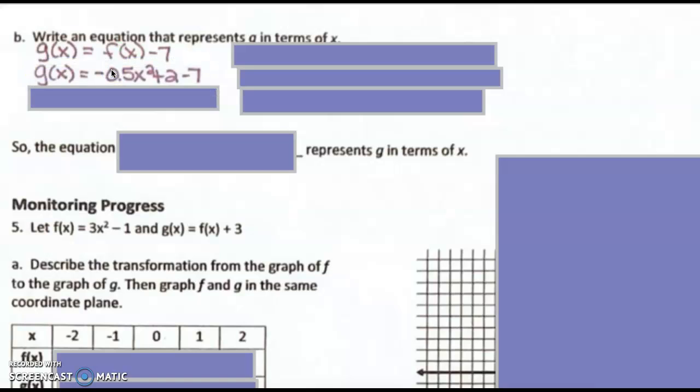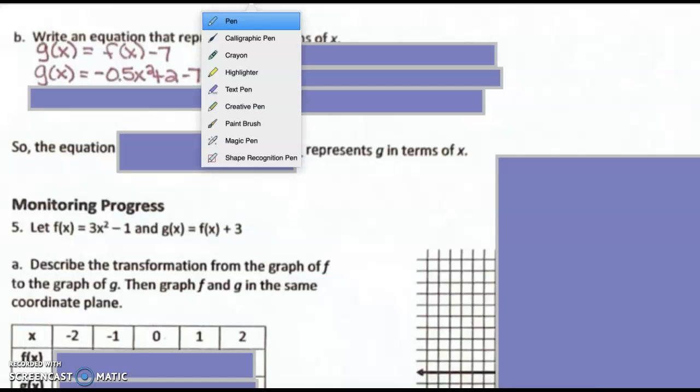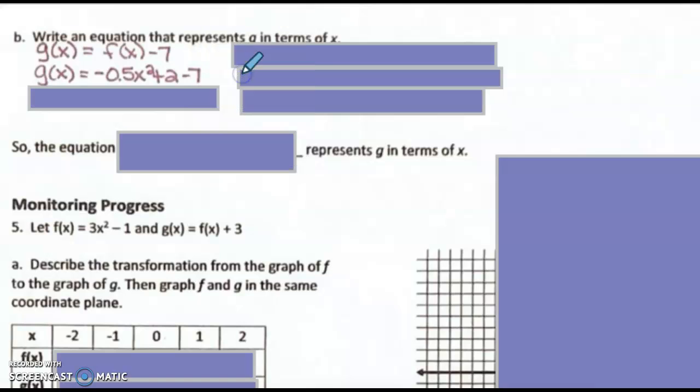Okay, and then it says that if we plug in f of x, which was negative 0.5 x squared plus 2, this is just this. So let me see if I can get a highlighter here. This portion right here is just the f of x. So you're just plugging that in, okay? And then we combine like terms and we get negative 0.5 x squared minus 5.